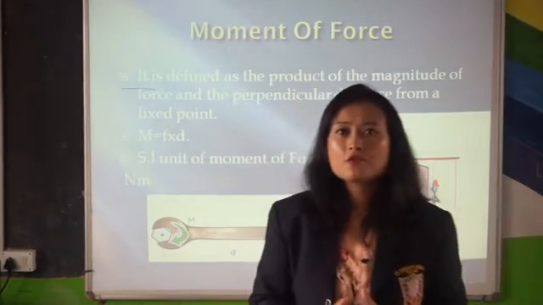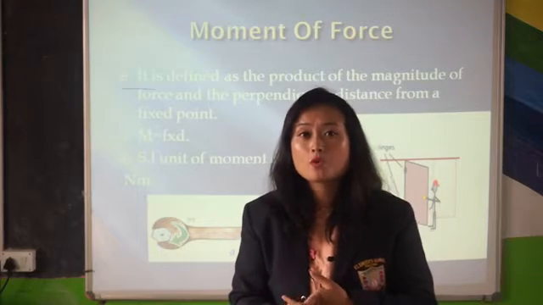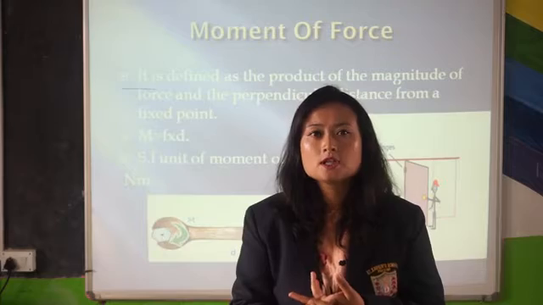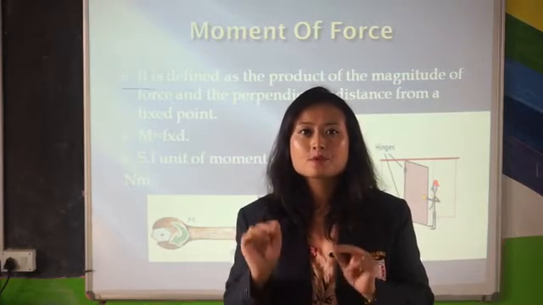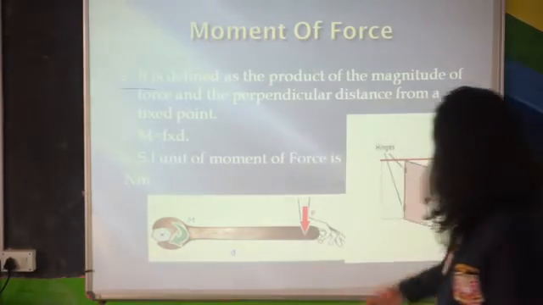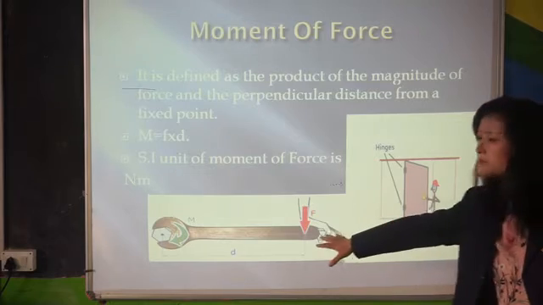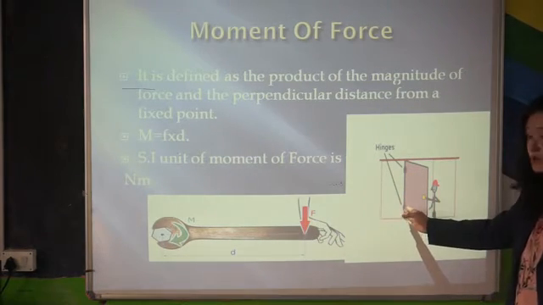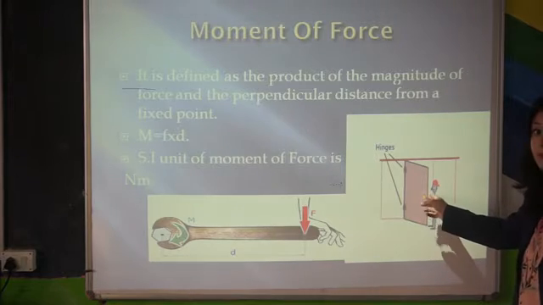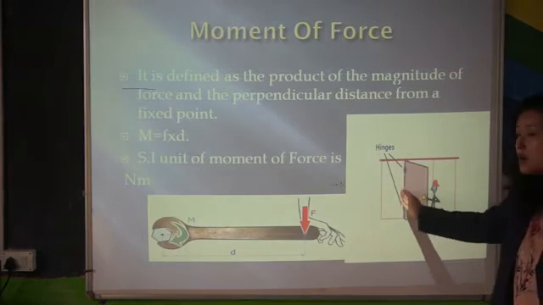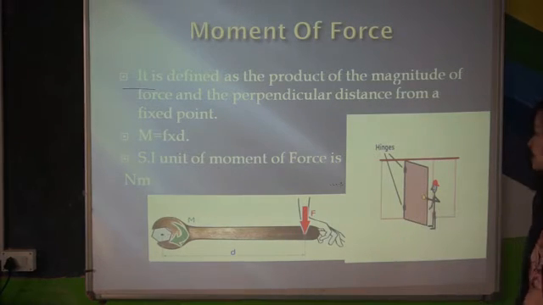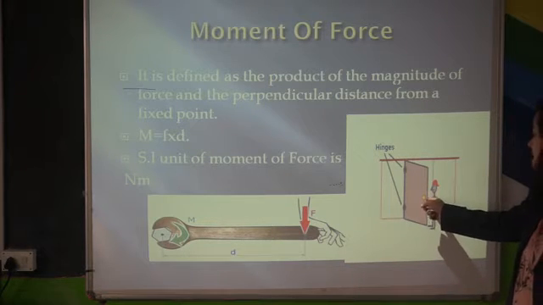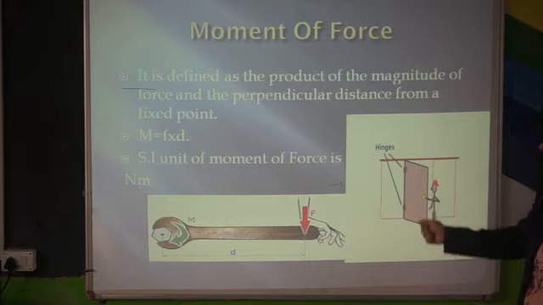And this moment of force depends upon two factors. One is force, the other is the perpendicular distance from the fixed point. For example, see here, a door. We'll come to the spanner later. First, the door. Now, this is the handle, this is the fixed point of the door, and the handle is always at the end point from the fixed point, isn't it? So, when you apply a force here, it becomes easier for you to open.